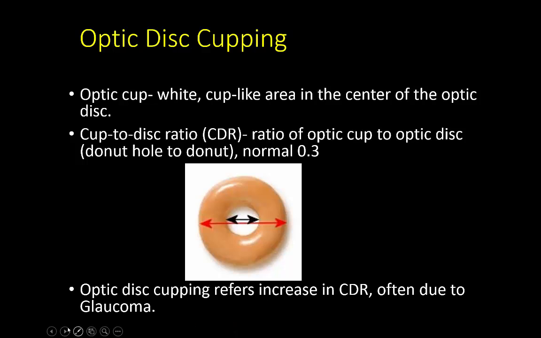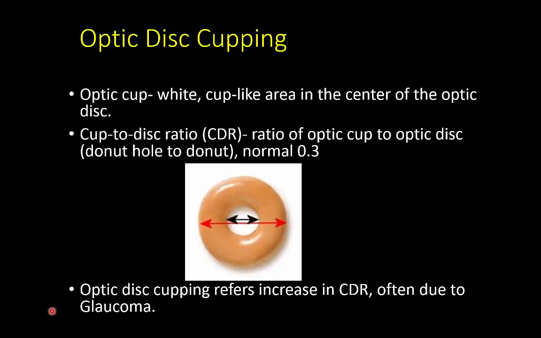So let's move on to our next important finding, which is optic disc cupping. The optic cup is the white center area, white cup-like area in the center of the optic disc. This is where the blood vessels emanate from. There's a normal cup to disc ratio, which is the ratio of measuring the width of the optic cup divided by the width of the entire disc. You can think of this as measuring the donut hole compared to the whole donut.